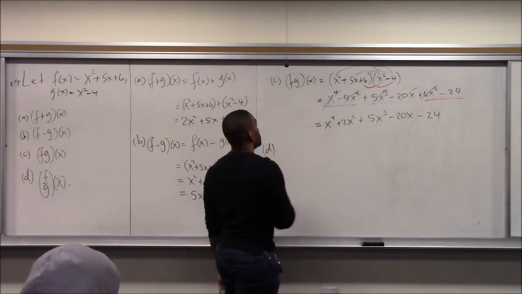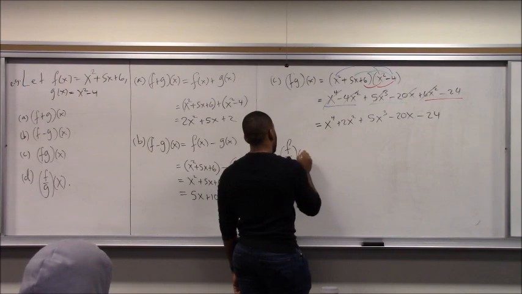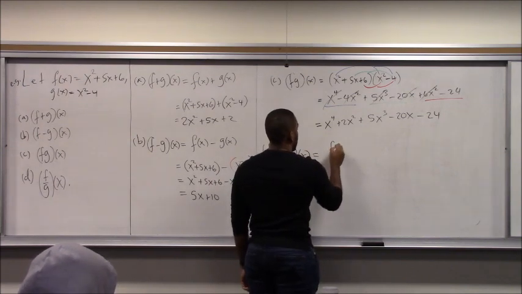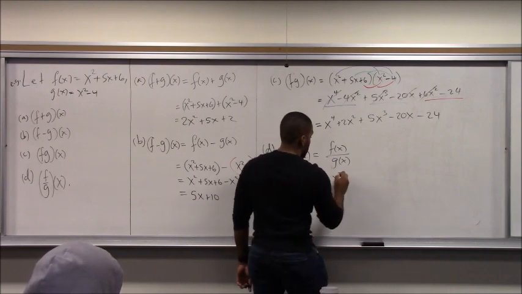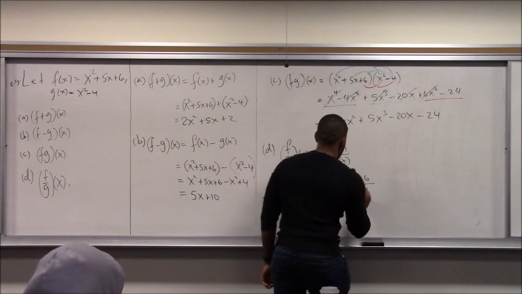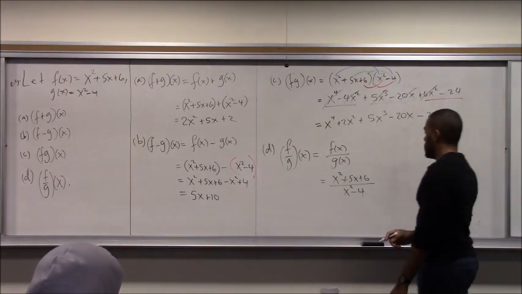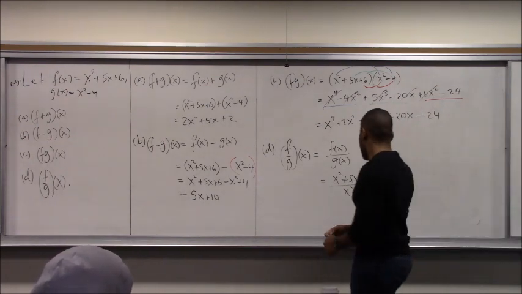Look at d. You look at f over g of x. This just means you take f of x divided by g of x. This would mean you take x squared plus 5x plus 6 over x squared minus 4. And that could be your answer.